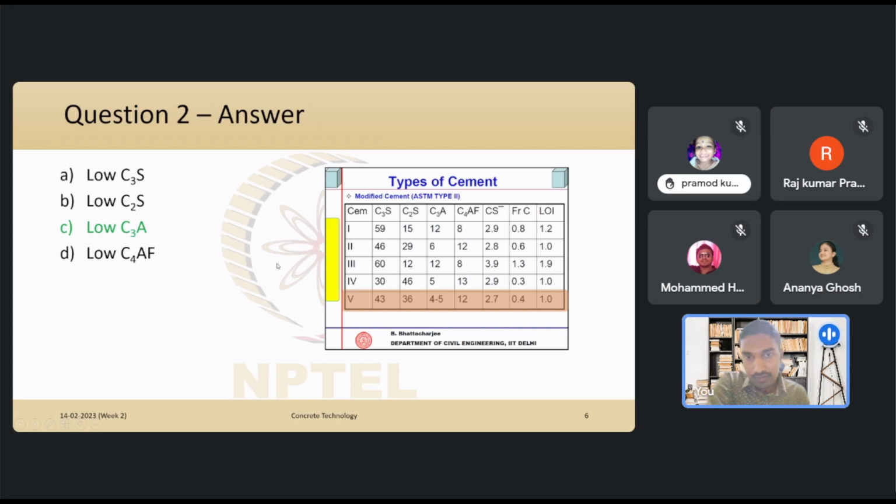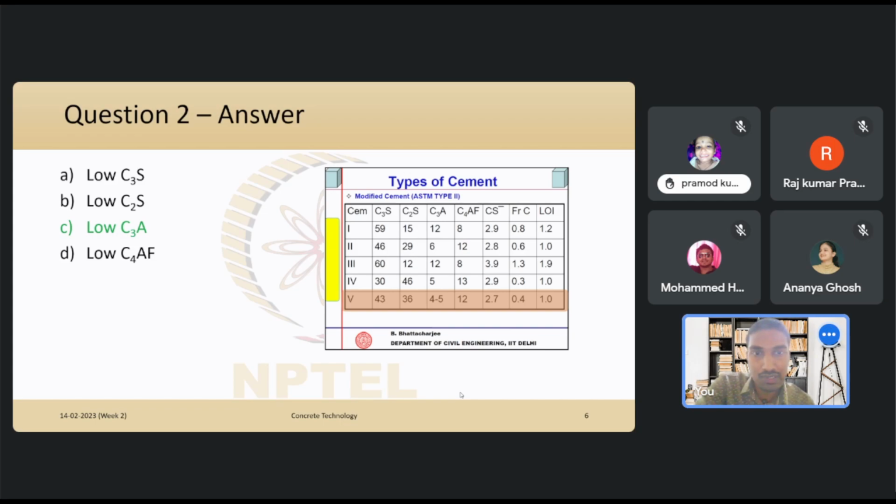Remember from week 1, we discussed heat of hydration, right? C3A has the highest heat of hydration, which means it reacts quickly, faster than C3S and C2S, right? When C3A reacts so quickly, the hydration will be completed by C3A itself, and it does not allow C3S and C2S to complete the hydration process. But that is not desirable, because C3S and C2S are responsible for the strength development in concrete, right? So to reduce that, what do we do?